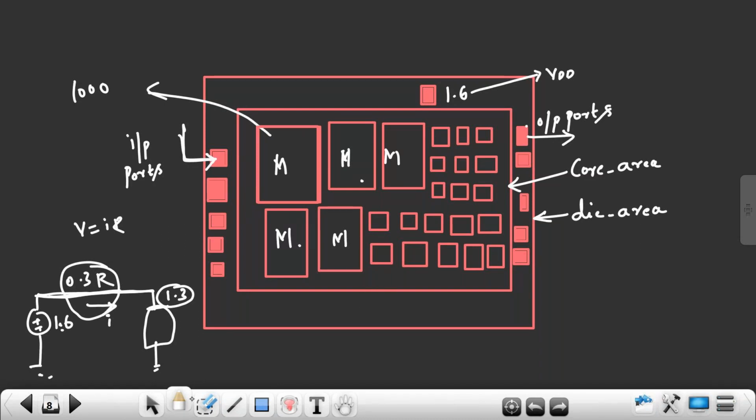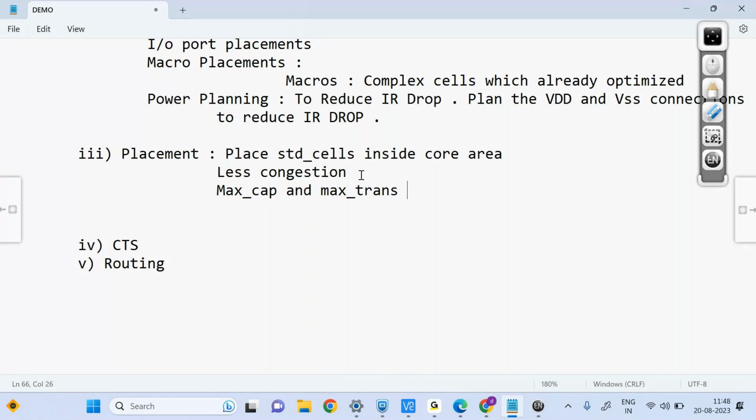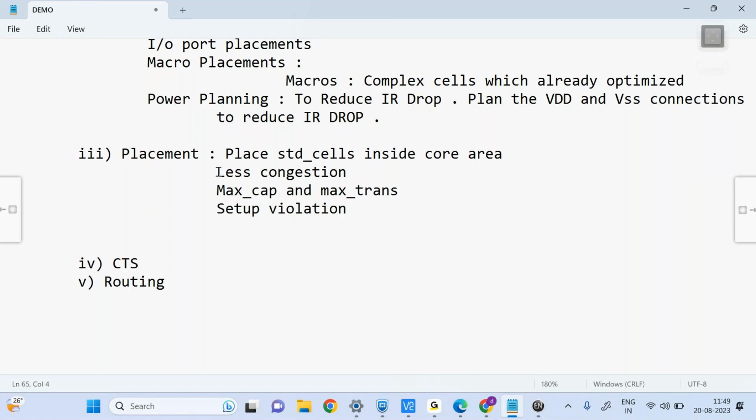Right? So place the standard cells so that you have less congestion. After placement, we also will check max cap and max trans violations. This is called as STA, whatever I'm discussing. We will do setup violation check, timing check, all these checks.